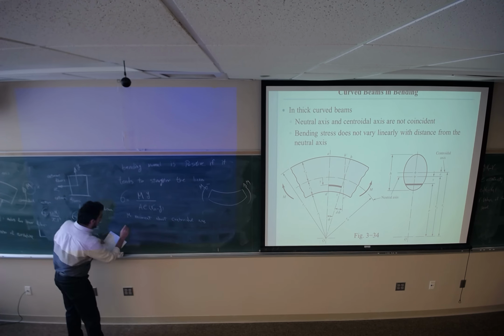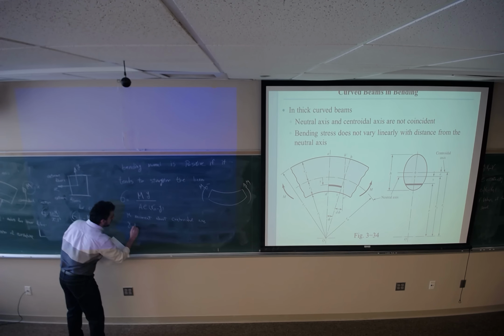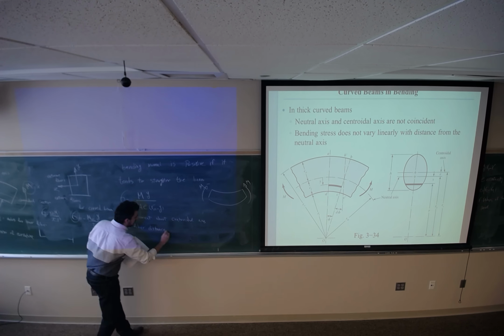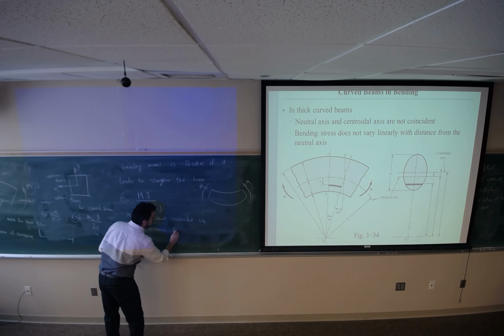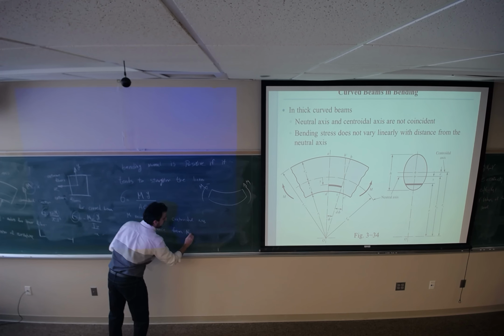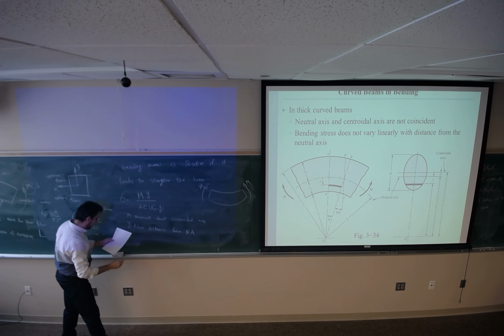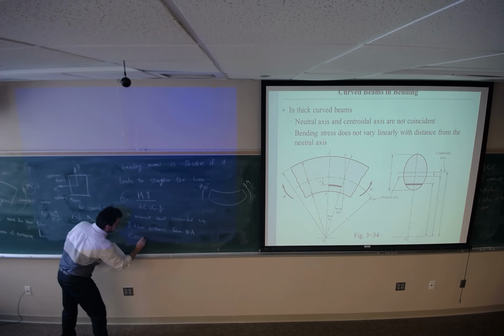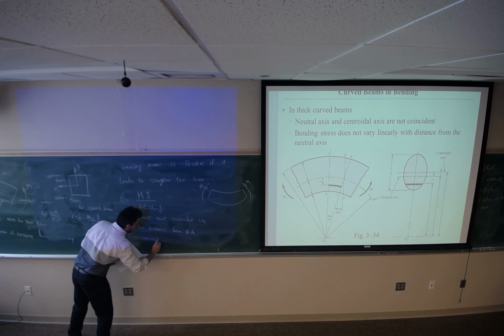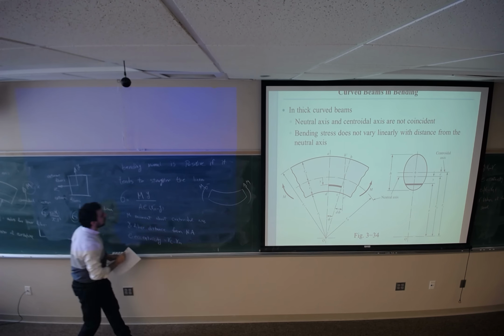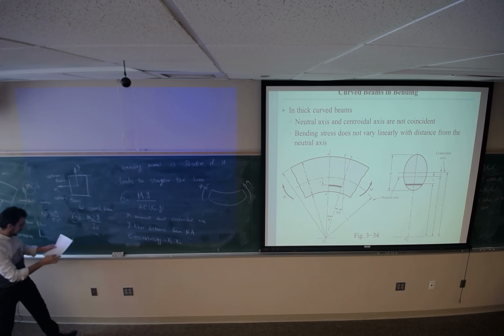y is the fiber distance from the neutral axis, not centroidal. e is eccentricity, RC minus Rn. What else? A is the cross section.